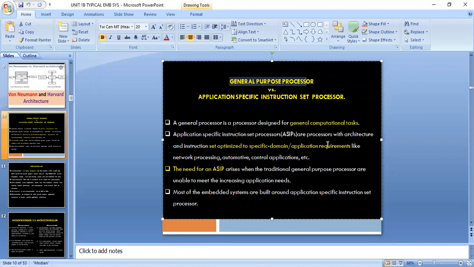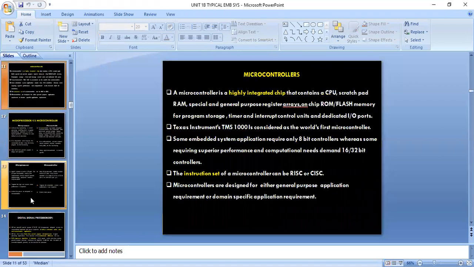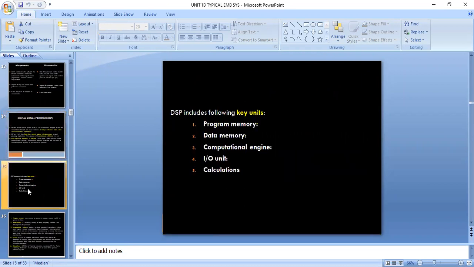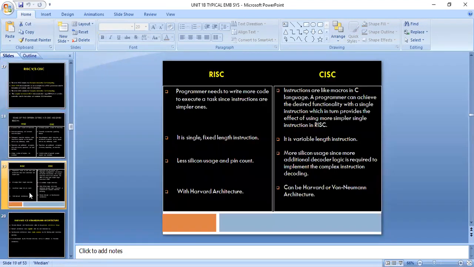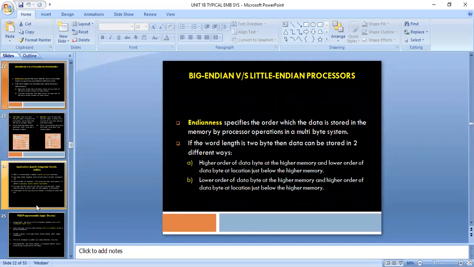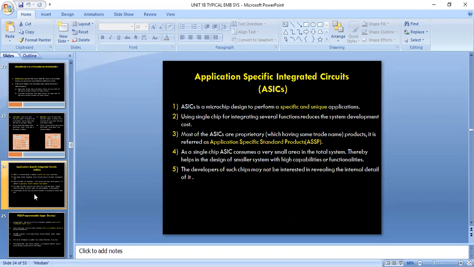General purpose means it will be costly. Application specific means it is a compact one. We don't have many features in that, so we get it with a lesser size and a lower price. See, we have already studied about DSPs. Now about application specific integrated circuits.